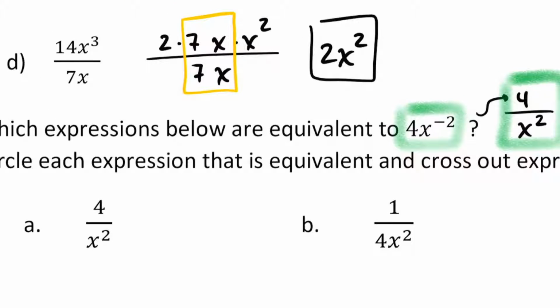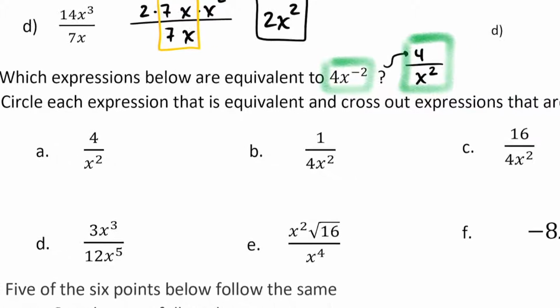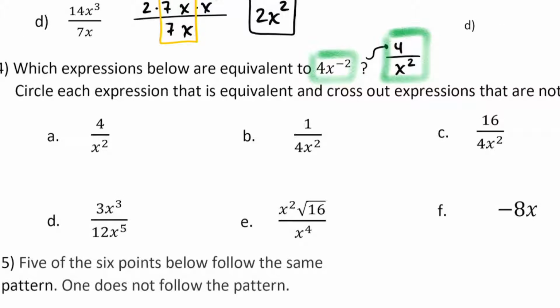If I look, well, A is just screaming, pick me, right? Clearly, this is 4 over x squared. They're exactly the same. 1 over 4x squared is not the same, because 4 is not the same thing as 1/4. So I can say, well, B, you're not playing the game. You're gone.